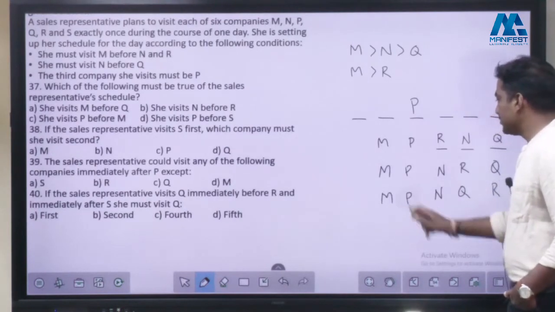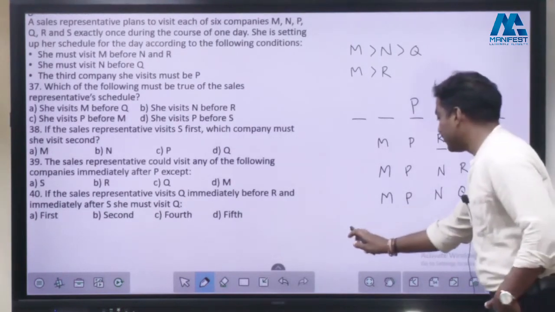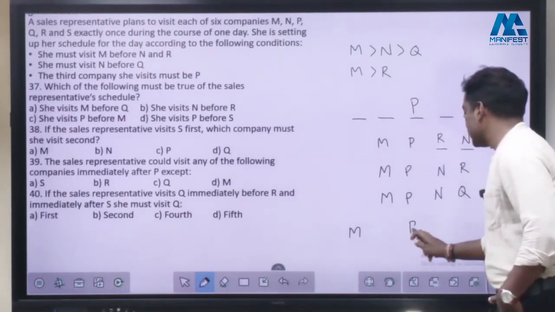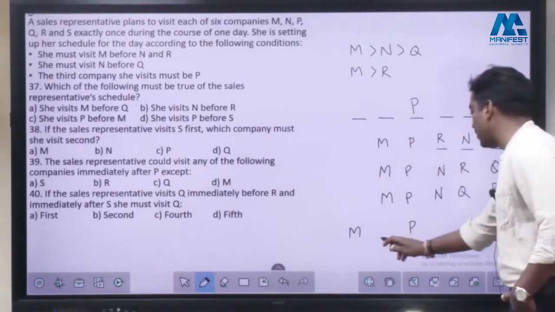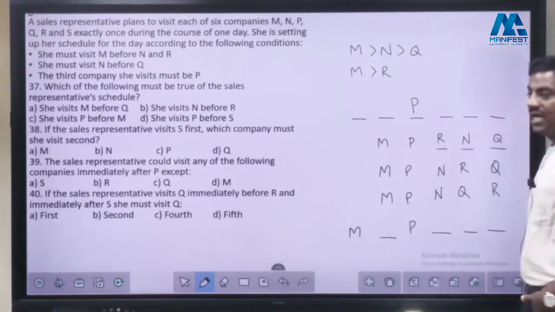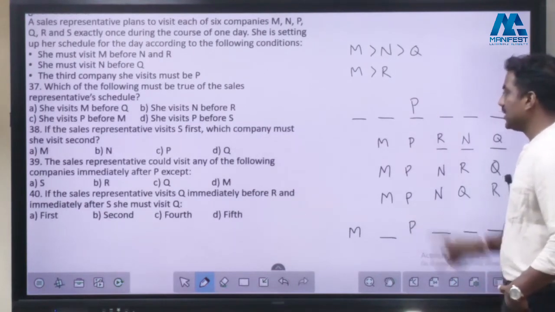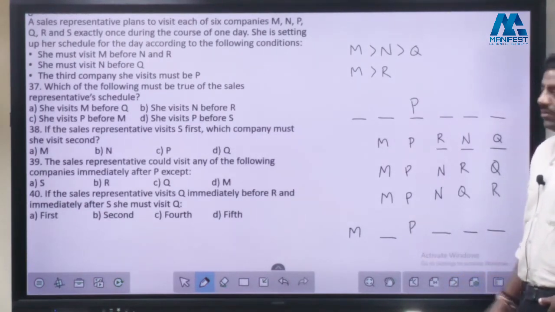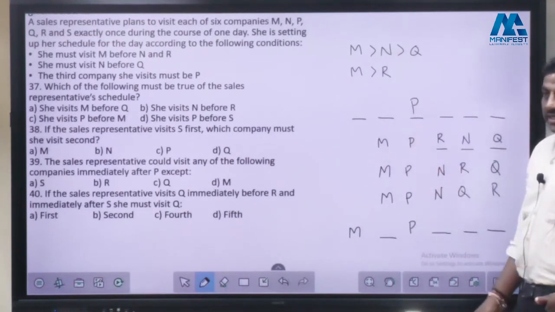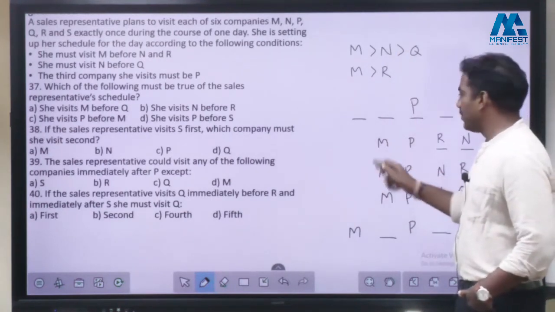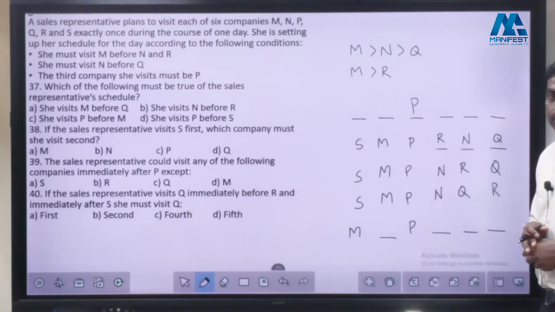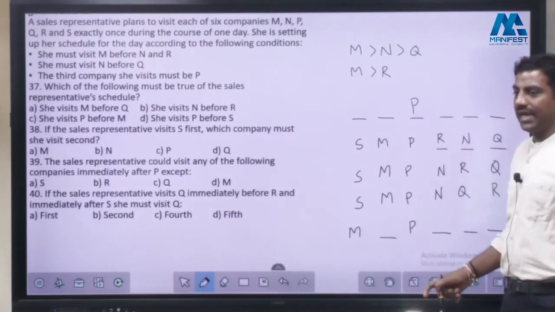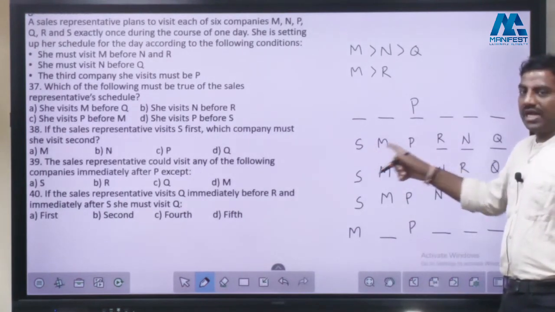If M comes first, P will be anyways third. Then any of NQR can be filled in these places. In all these things, what do we have left? M and P, Q, R, S. S is left. So when M is in the second place, S will come here. Correct? So one thing is for sure, if M is second, S will be the first and P will be the third.